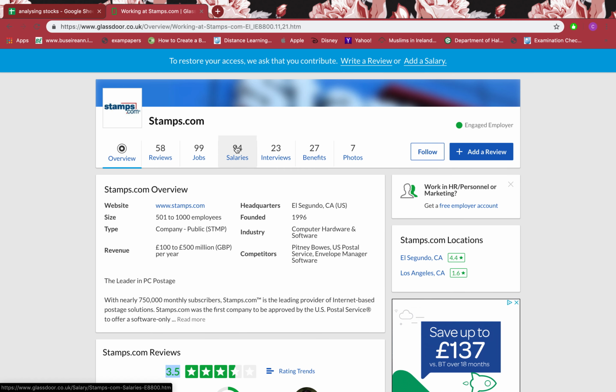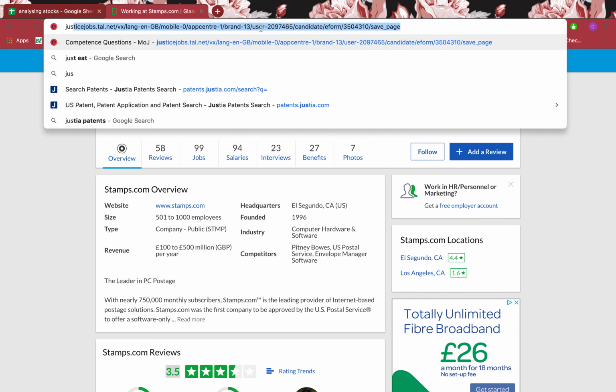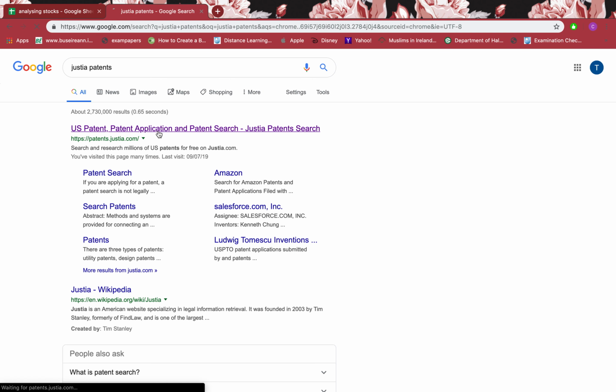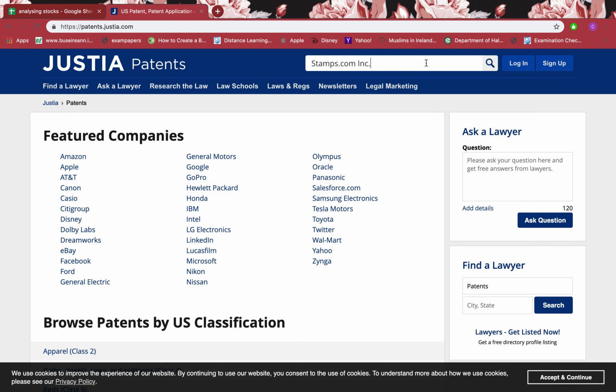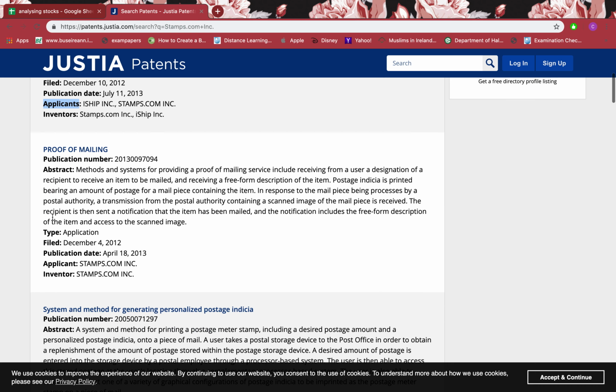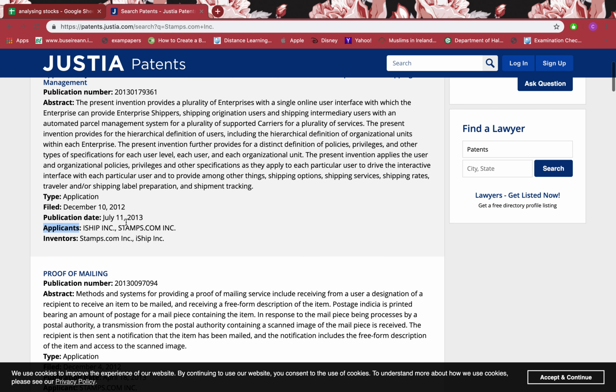And then I want to go to Justia Patents to see if they have any patents. That's a good website, and I'll just search in the search bar and click enter, and I'll explain briefly. The inventors are important, but they are the people who invented, and they don't have the full rights. We are interested in applicants or assignees. So yes, it has an applicant.